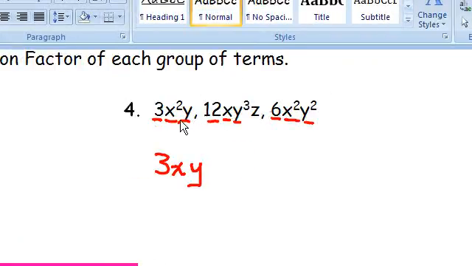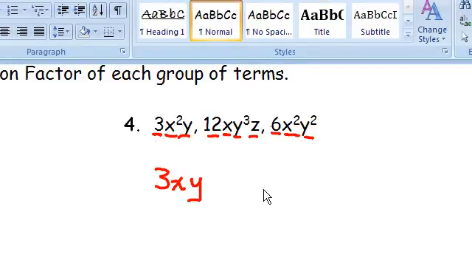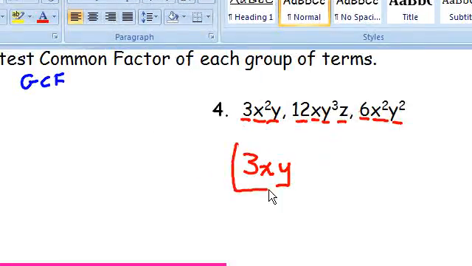And let's move along also. I see a z here. Well, I don't see a z here, and I do not see a z here. Therefore, z is not a common factor. Z is only a factor for this middle term, but it's not a factor for this first term or the second term. Therefore, it is not a common factor, and so should not be included in our greatest common factor. So 3xy is the greatest common factor for number 4.